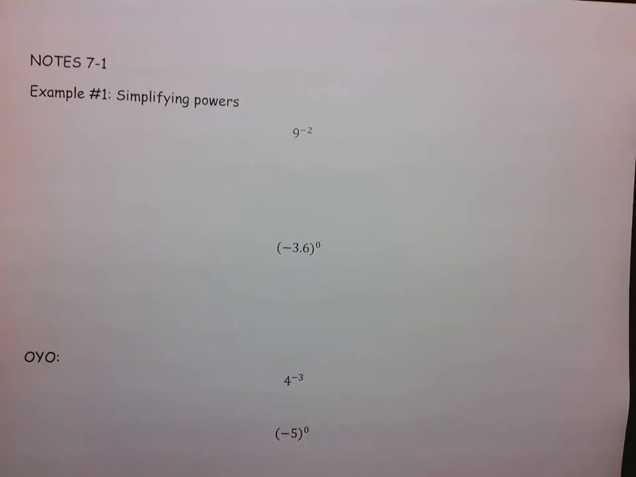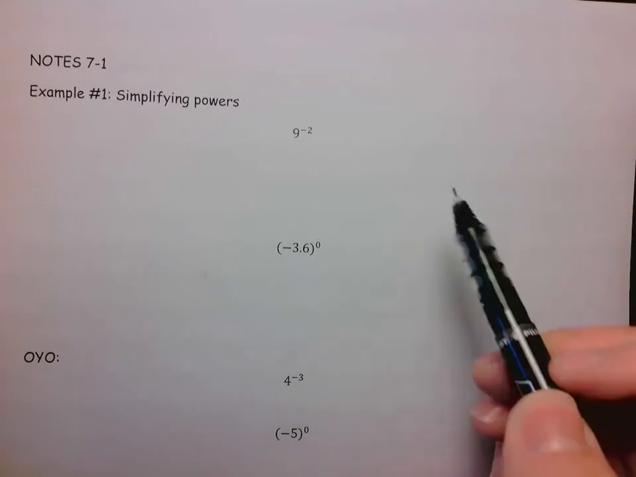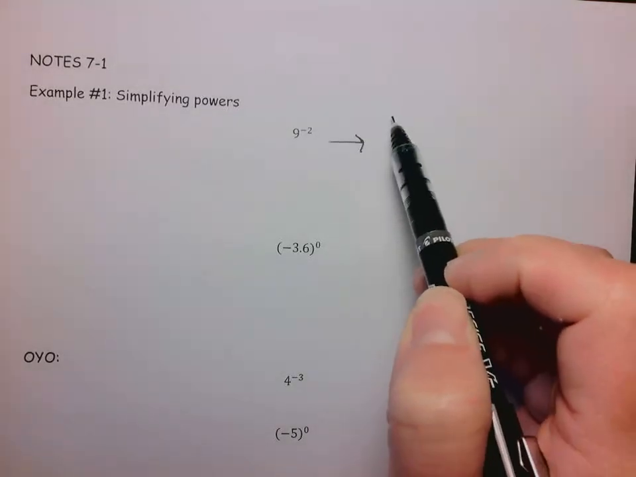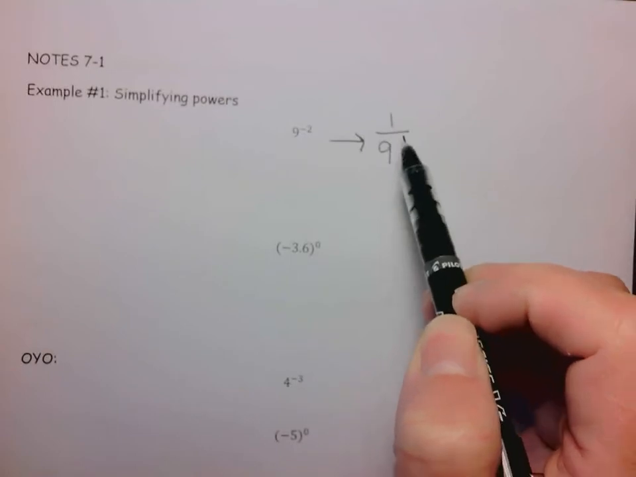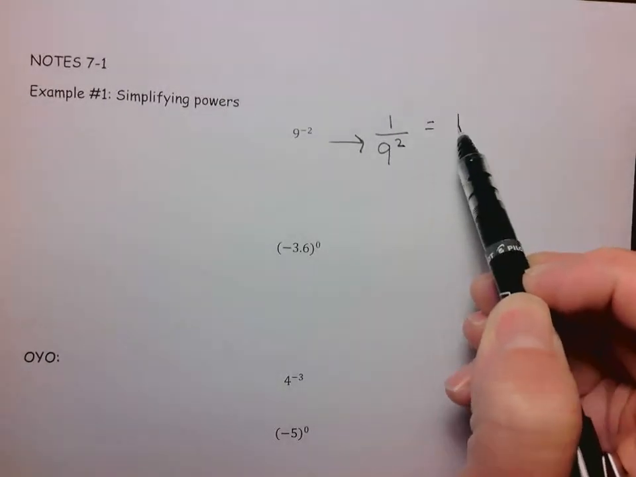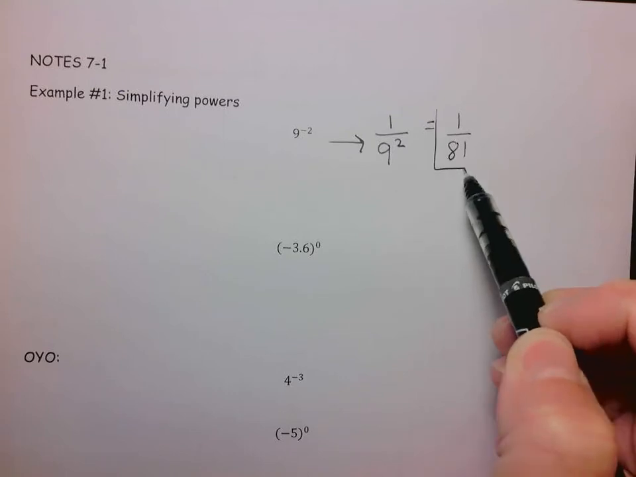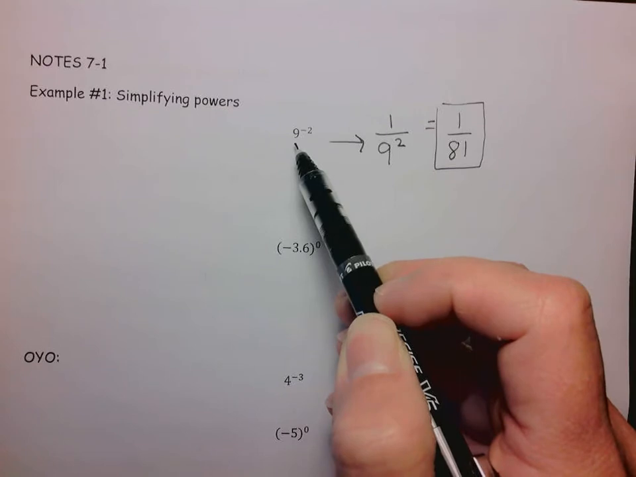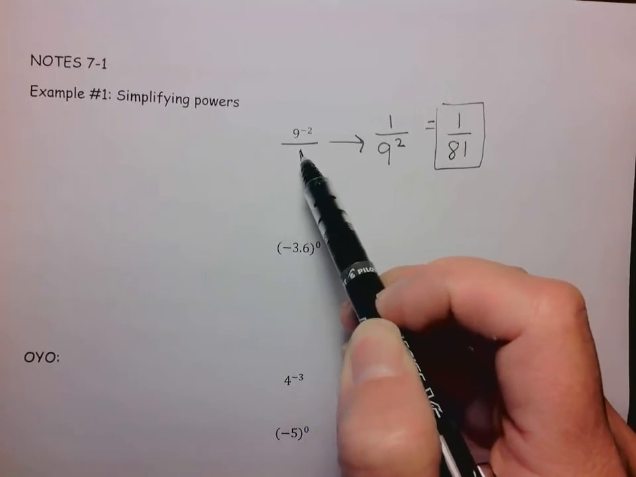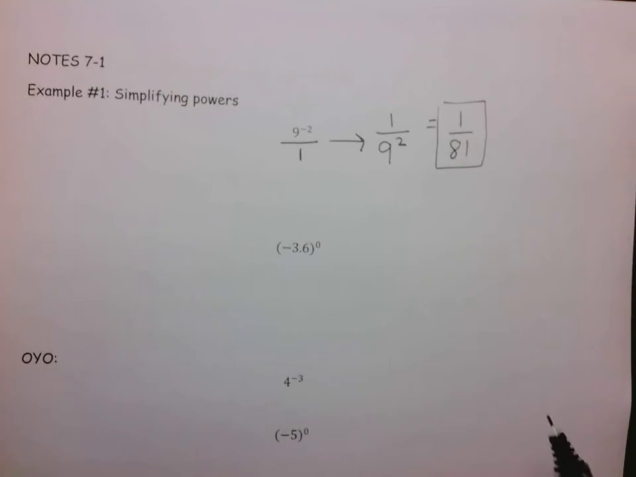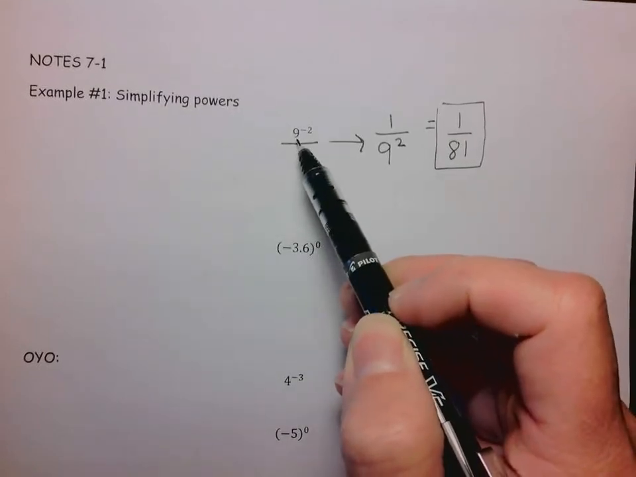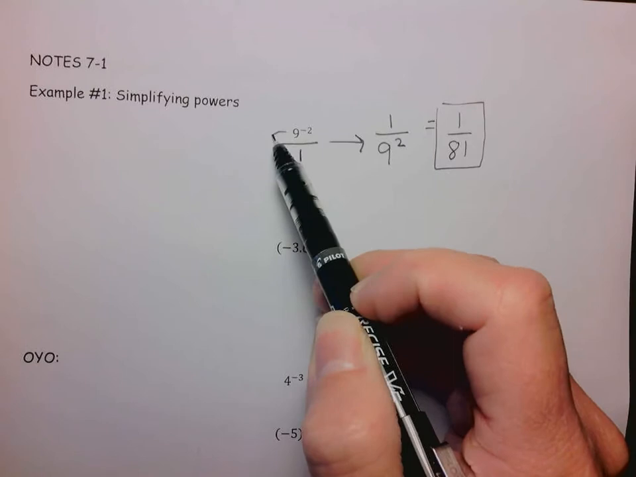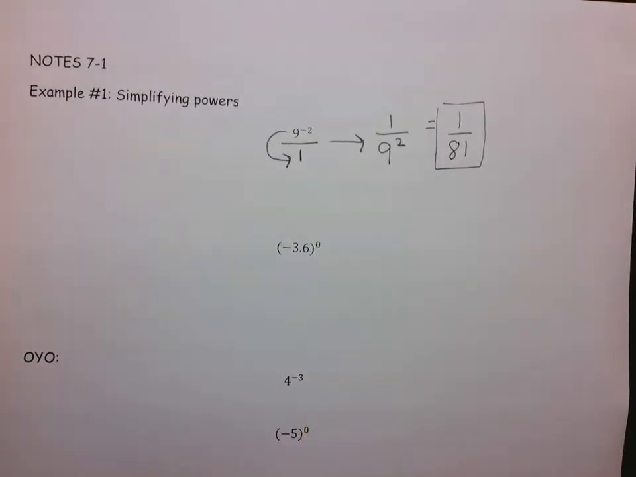So let's look at example number 1. If I have 9 raised to the negative second power, that's the same thing as saying 1 over 9 squared, which is 1 over 81. Remember, 9 to the negative second power is over 1. So what am I doing? Right now, this 9 to the negative second is in the numerator. So I'm going to move it down to the denominator, and then I'm going to make the exponent positive.